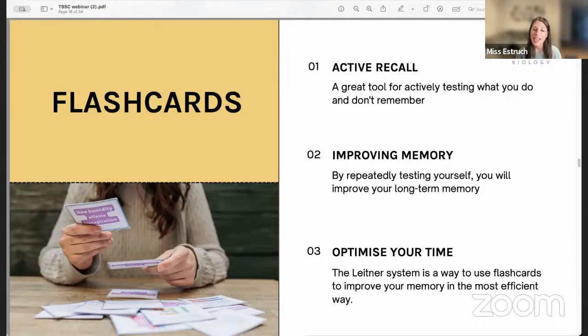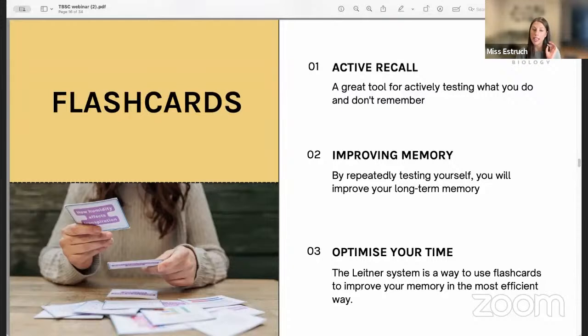As you can see me doing in that picture there, it is a stage picture. I wasn't actually using my flashcards, but just to show you the sorts of things you can do. So flashcards, amazing active recall. They do help improve your long-term memory if you use them correctly, which I'm going to talk you through.